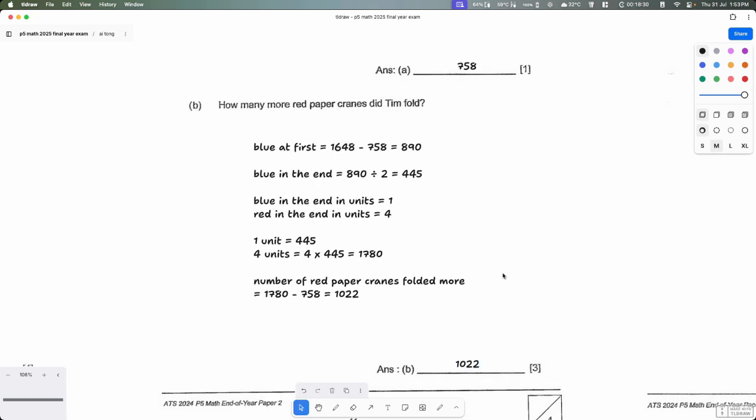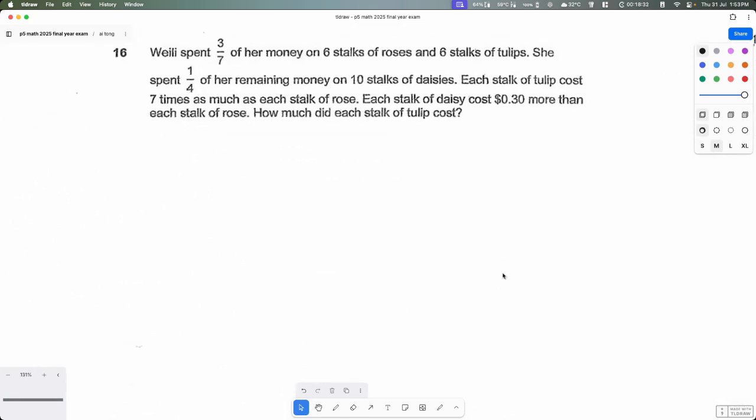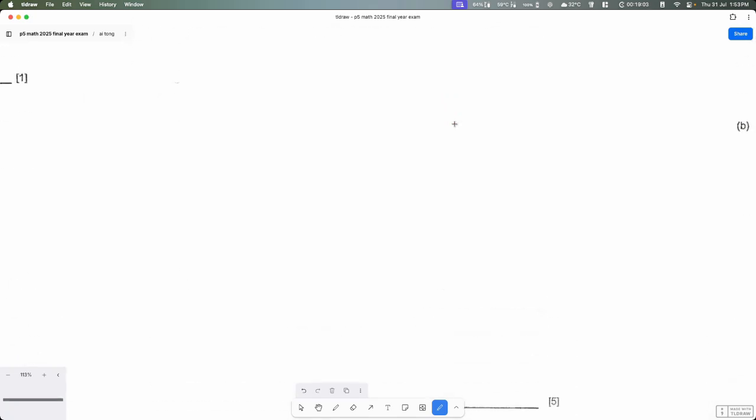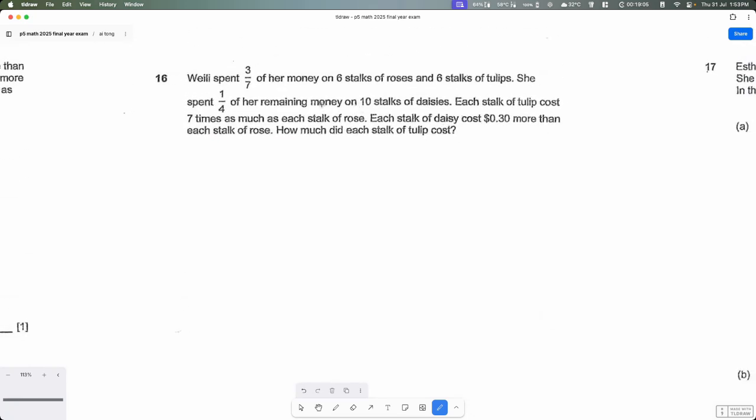All right, let's move on to the next question. Question 16. Willie spent 3/7 of her money on 6 stalks of roses and 6 stalks of tulips. She spent 1/4 of her remaining money on 3 stalks of daisies. Each stalk of tulip cost 7 times as much as each stalk of rose. Each stalk of daisy cost 30 cents more than each stalk of rose. How much did each stalk of tulip cost? Okay, so this is a very, very long question.